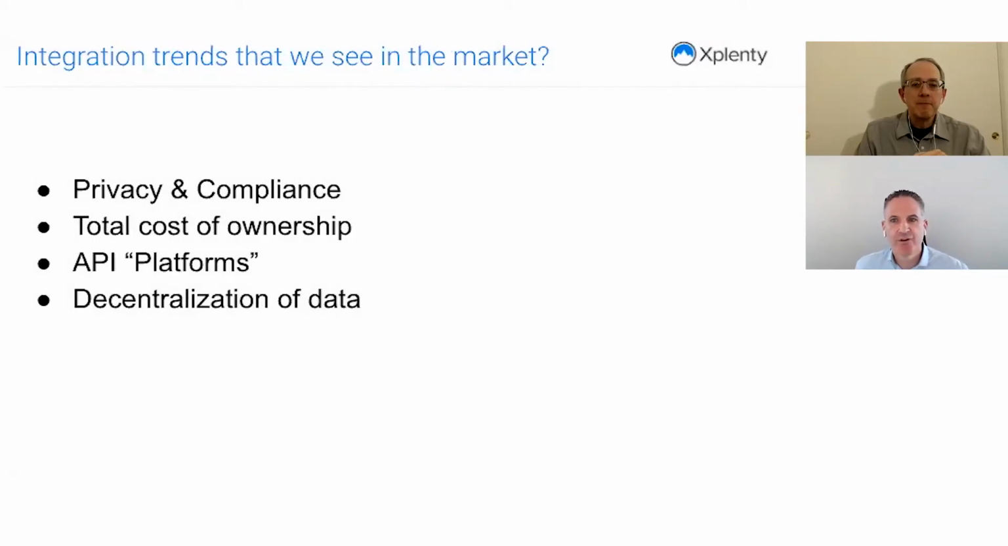Now on this slide, we want to talk about 4 integration trends that we see in the market. So we're seeing this from our customers coming in. The big one is privacy and compliance. This has been going on for a while. GDPR and other standards are coming into the market. Next one we want to talk about is total cost of ownership, API platforms, and then decentralization of data.